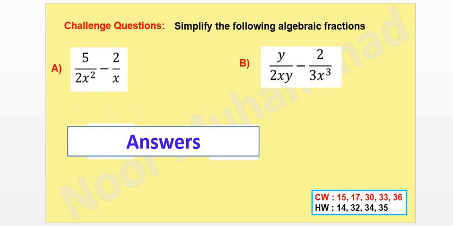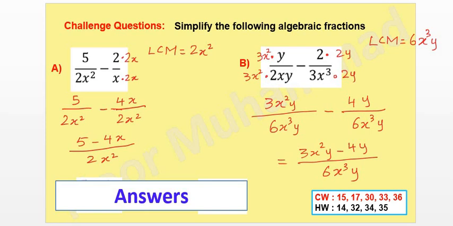Okay, here we have some challenge. I have written some challenge questions for you. Better pause the video here, solve both of them on your own, and then play the video to check your answers. So here are the answers for both the questions. You can pause the video here and compare your work with this working.